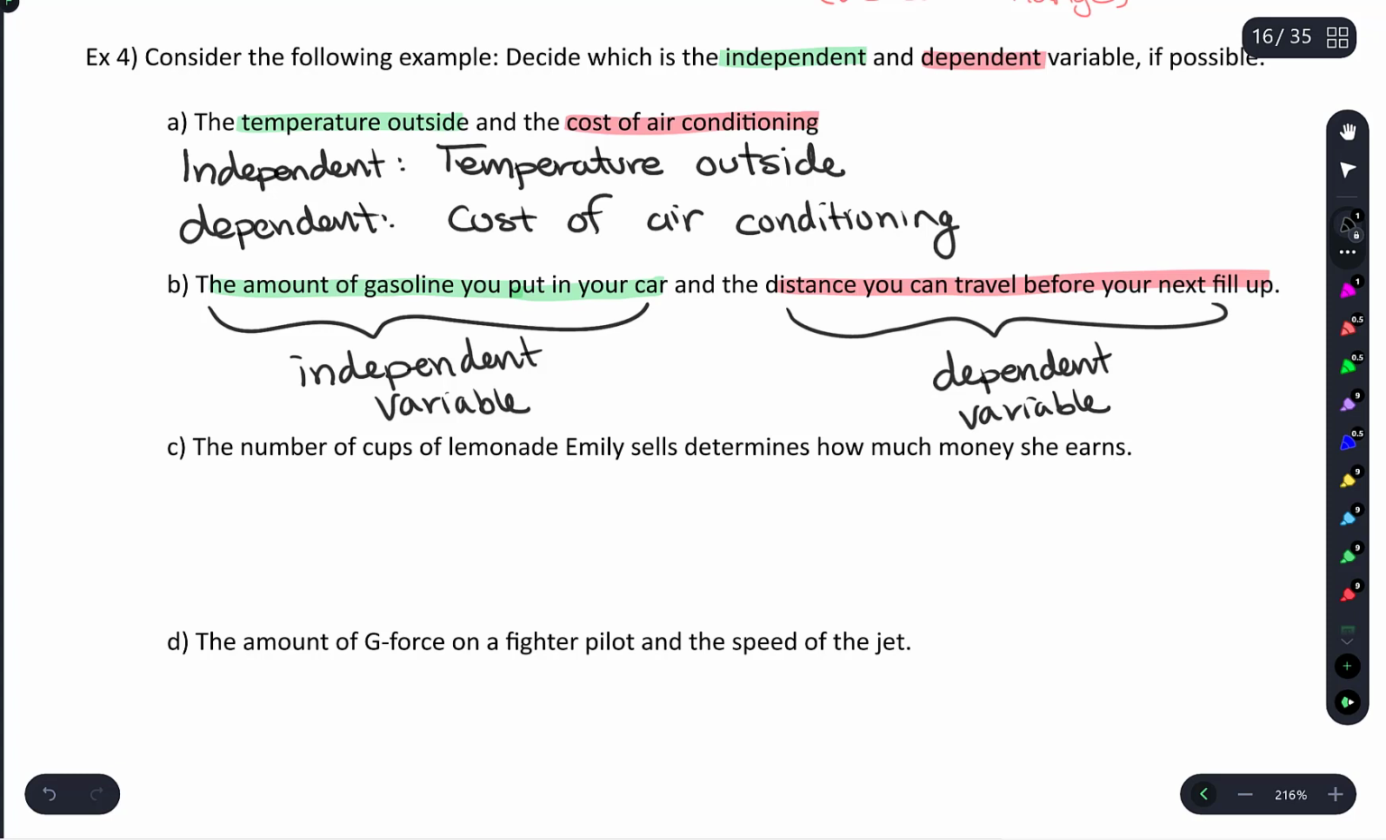All right, so now it's your turn. Try to solve C and D, identifying the independent variable and dependent variable based off of what we just did.